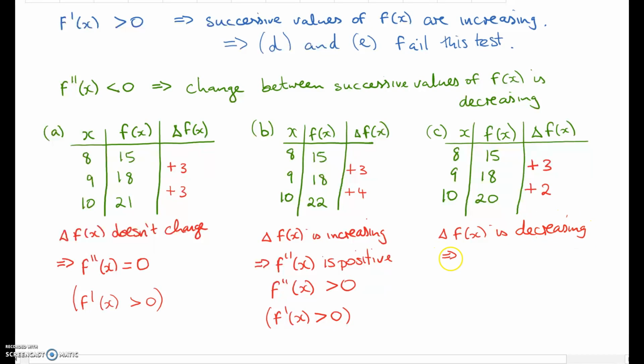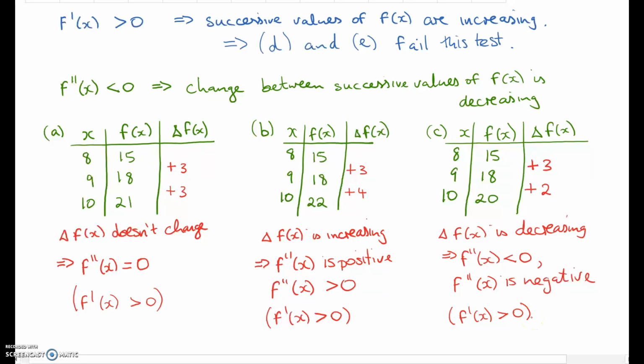Now that corresponds to the second derivative being less than 0, negative. So f double prime of x is negative. This is despite f of x increasing, so f prime of x remains positive in all of these cases.